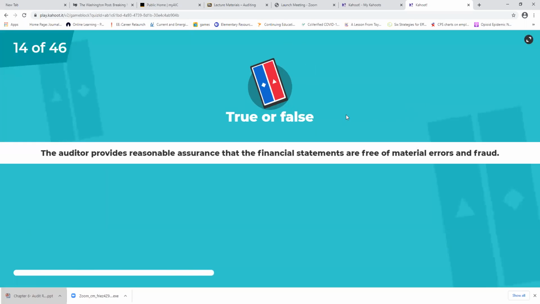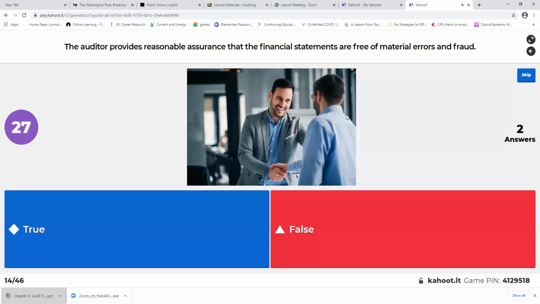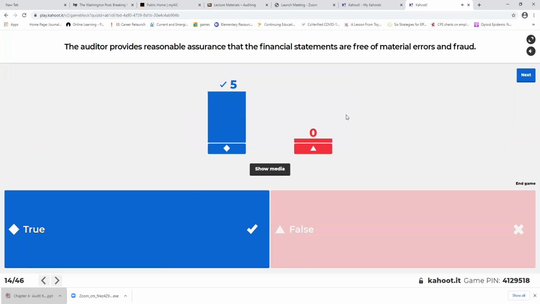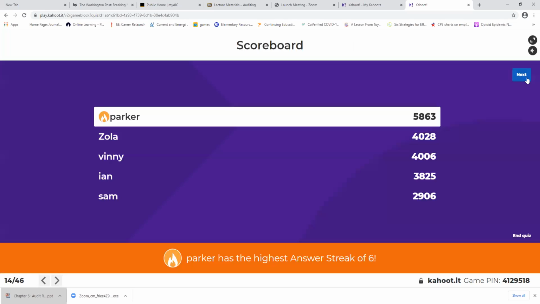The audit provides reasonable assurance that the financial statements are free of material errors and fraud. Okay, yeah, so we're focused on finding things that are material. So that includes both errors and fraud, right? So it doesn't mean we're going to find everything. In particular, if there's collusion involved and people are smart about covering things up, oftentimes those go undetected.